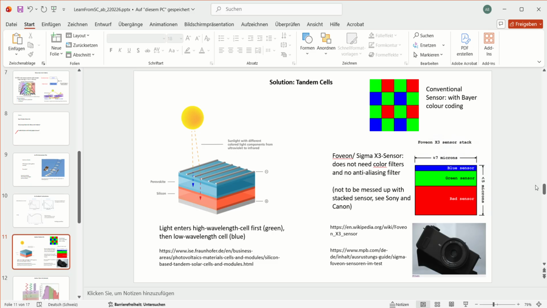And this principle has been used also for photographic sensors. Foveon and later Sigma are developing sensors that are layered on top of each other. So you have the blue sensor on top, then a green sensor and a red sensor. And as you can see, the blue sensor is the smallest one and the thinnest one, and then the green in the middle and the red is the thickest one.